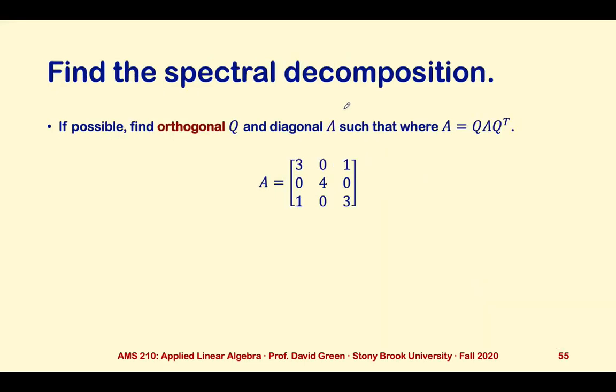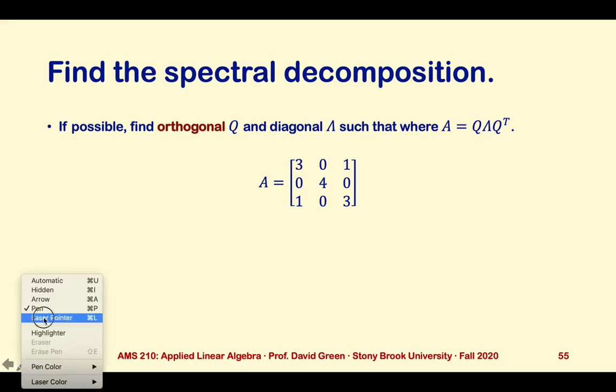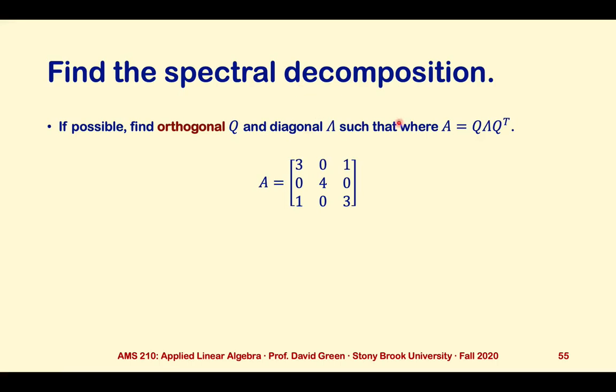Okay. For the next problem, let's go on to perform a diagonalization, eigenvalue decomposition, in the special case where we have a symmetric matrix. We have a symmetric matrix A. We would like to be able to find an orthogonal matrix Q and diagonal matrix lambda such that this decomposition is satisfied: A equals Q lambda Q transpose.